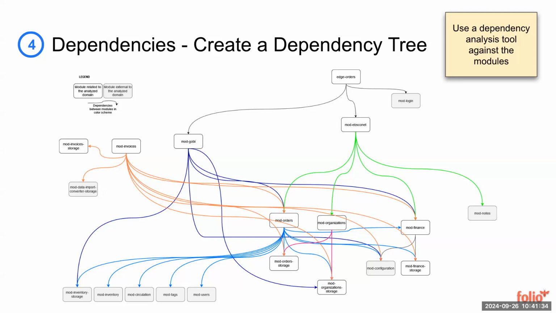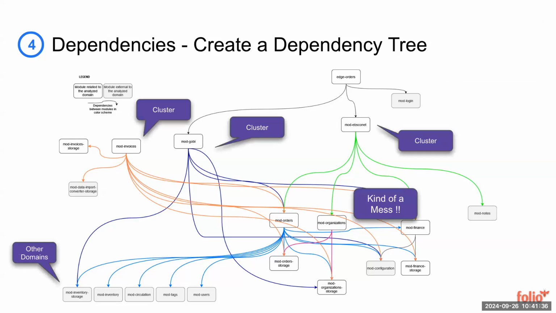So we can see a few things already in here. As I said, we have other domains that are getting involved here with different colors. We have a cluster here. Lots of dependencies seem to be focusing on mod invoices. We have another cluster on mod Gobi, a cluster on mod Usconet, and you'll notice that it depends on a lot of things, and nothing really depends on it except up here. And then we've got this unholy mess right here we have to deal with.